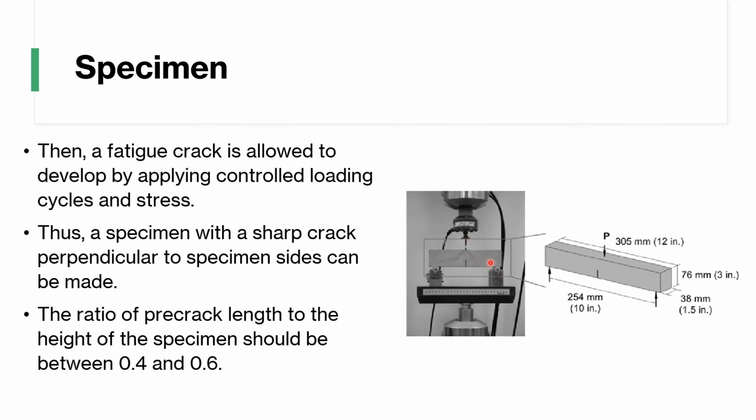So here you can see the 3-point bend right there. You can make a specimen with a sharp crack, right there, perpendicular to the specimen sides. The ratio of your pre-crack, the pre-crack is a little crack that you make, the length to the height of the specimen has to be between 0.4 and 0.6. So you have your length and you have your height. That ratio has to be between 0.4 and 0.6.